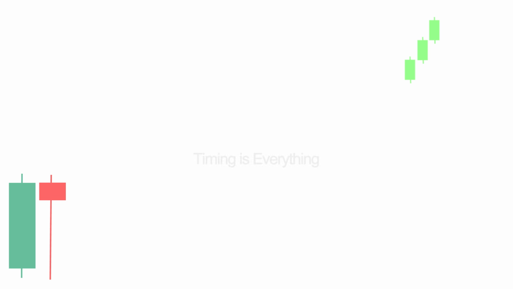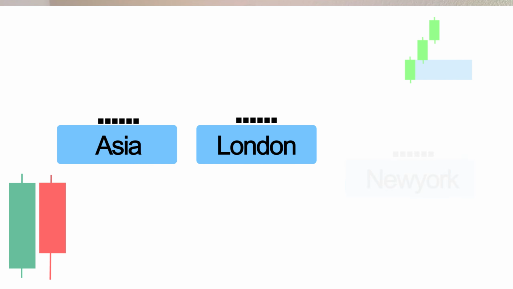The next one is the ICT kill zones indicator, and this one is simple, but it's also extremely important. It shows you exactly when each session is active, because timing is everything. Let me say that again. Timing is everything. You can have the best setup in the world, but if it happens at the wrong time, it's going to fail. So this indicator highlights the Asia session, the London session, and the New York session.